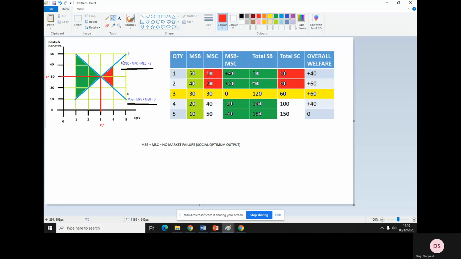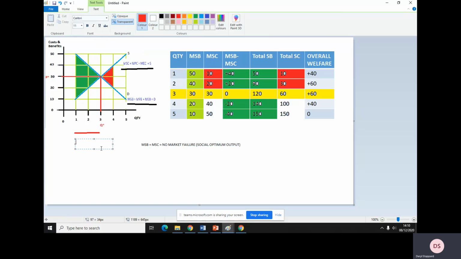So the idea is, everyone, that we don't want to go beyond 3 and we don't want to stop before 3. Now, if we were to stop before 3, we would have in the market under production and consumption.